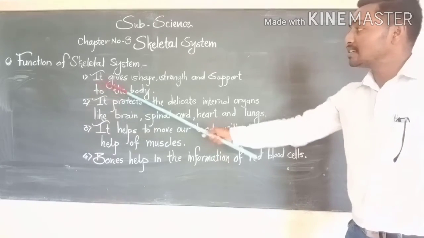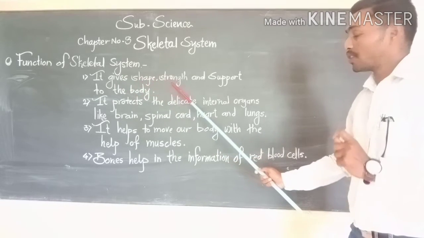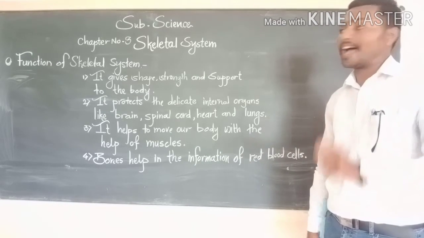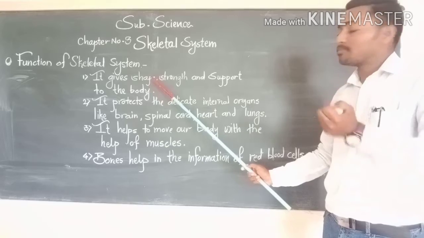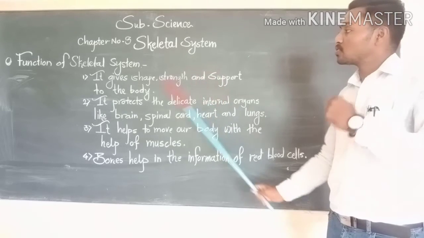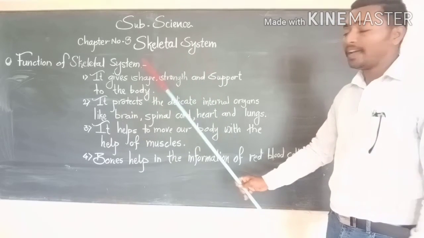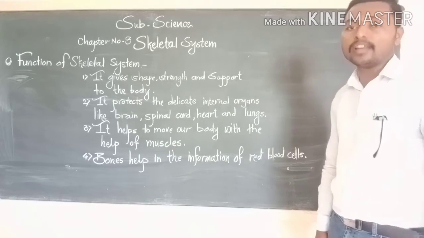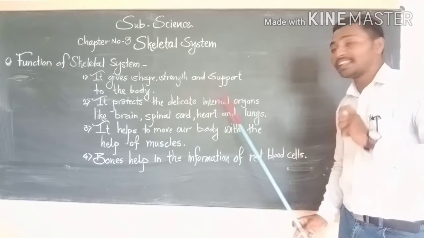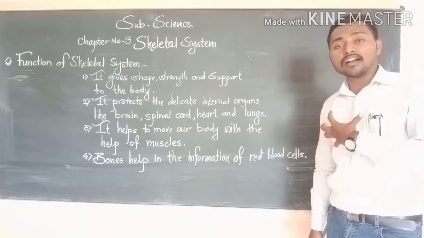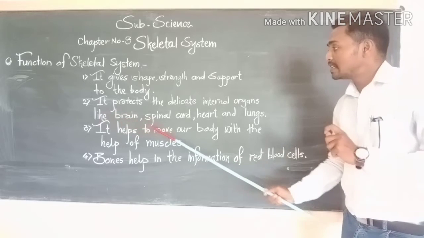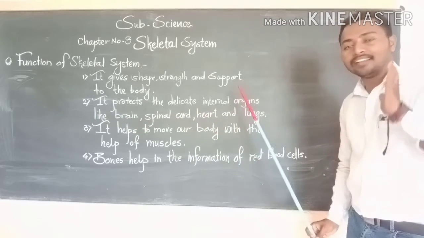Point number 1, it gives shape, strength and support to the body. The main function of the skeletal system is to give strength, yani chamta, to give a shape, aakar, and a support, aadhar, to our body. That means the main function of the skeletal system is to give support to our body. Point number 2, it protects the delicate internal organs like the brain, heart, lungs. It protects vital organs like brain, spinal cord, heart and lungs.